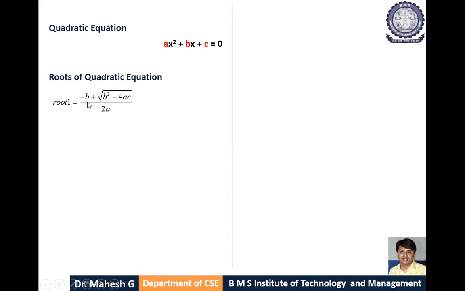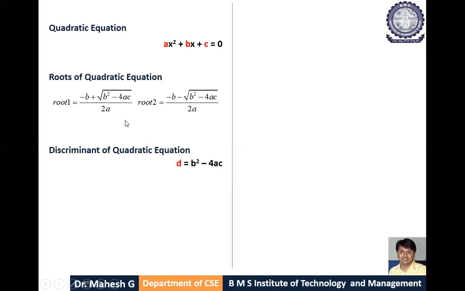Root 1 is equal to (-b + √(b² - 4ac)) divided by 2a, and root 2 is equal to (-b - √(b² - 4ac)) divided by 2a. The discriminant of a quadratic equation is given by d = b² - 4ac.